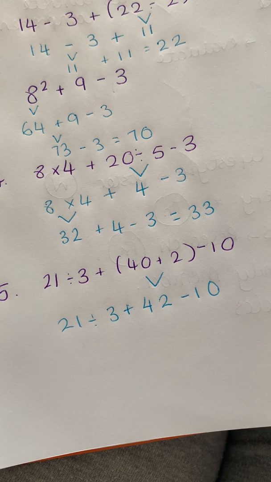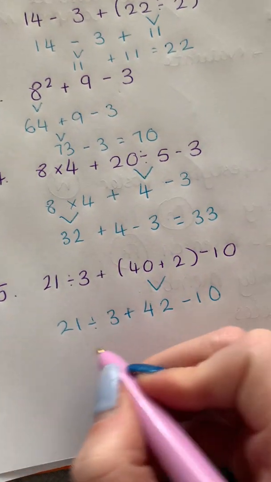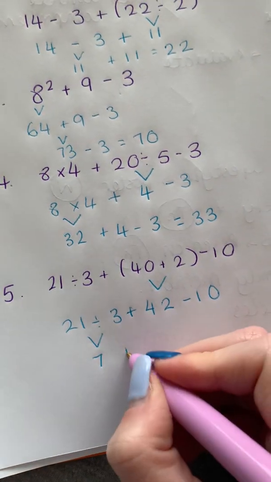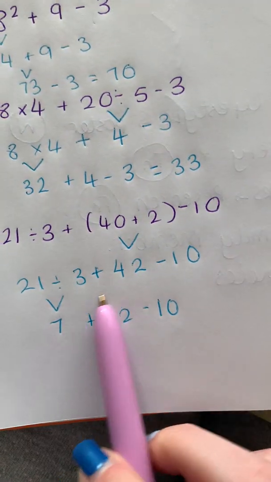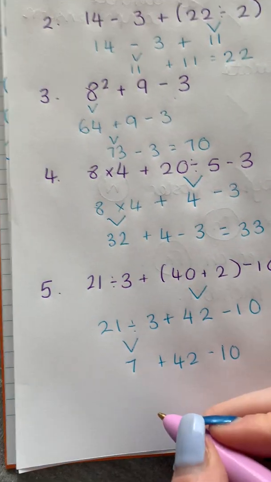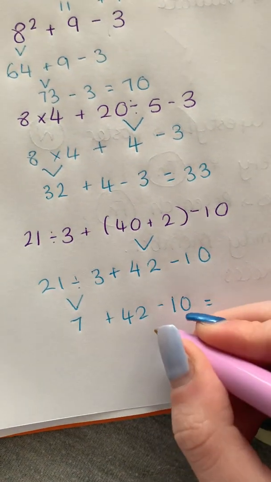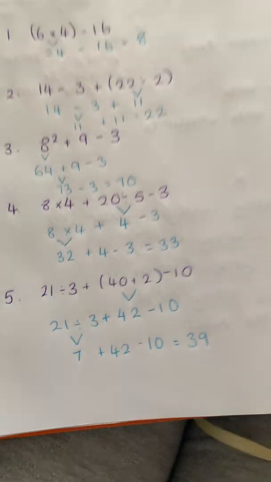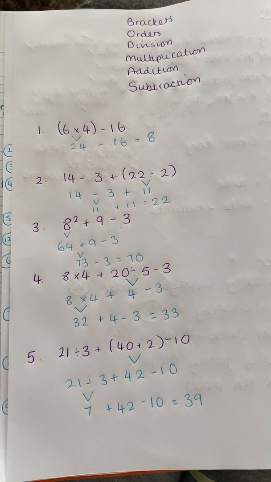I've got division, addition and subtraction now, and according to BODMAS, I do my division. So 21 divided by 3 is 7. Add 42, subtract 10. And because they're both worth the same thing, I can just go left to right. So 7 add 42 is 49. Subtract your 10, 39.